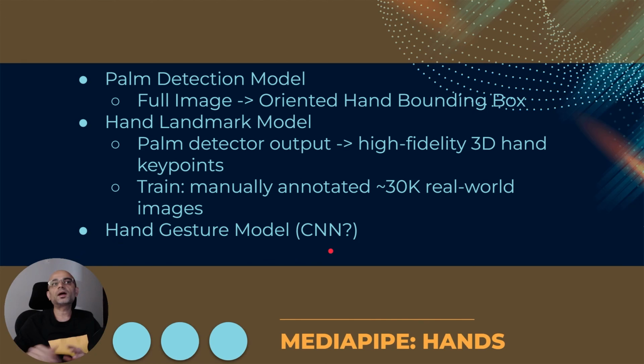And I think it also had another hand gesture model, because given this 3D hand landmark of the hand with those key points, it should be able to find out whether it is a thumbs up or thumbs down, so it needs to map it or predict the gesture. So I guess it might be using CNN, convolutional neural networks, for that.